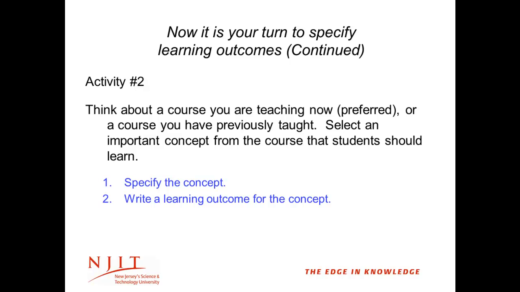Now, with that being an act of learning, we have an in-class assignment for you for just a few minutes. We'll see. Think about a course you're teaching now, preferred, or a course you previously taught. Select an important concept from the course, specify the concept. So that's how you start with learning, what concept I learned. And then use the sheets that you have there, those 4 things, try to write a learning outcome, and then we'll pick a few people at random, like I do in my class, and just talk about it.